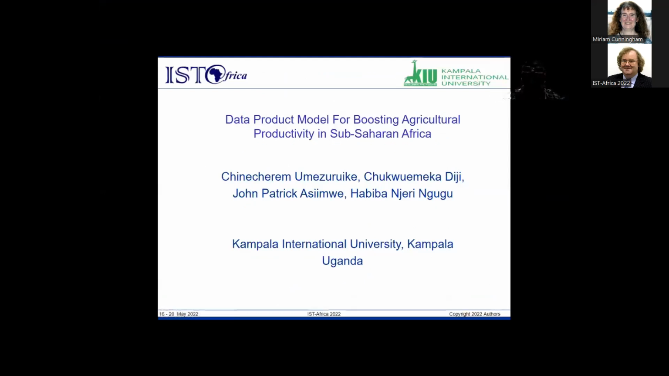Data product model for boosting agricultural productivity in Sub-Saharan Africa, a research work by Chinecherem Umezuruike, Chukwemeka Diji, John Patrick Kasem, Habiba Njeri Ngugi. Thank you for this opportunity to present our research work.